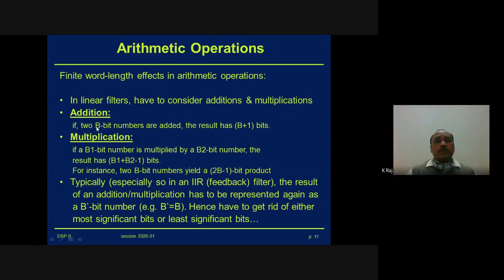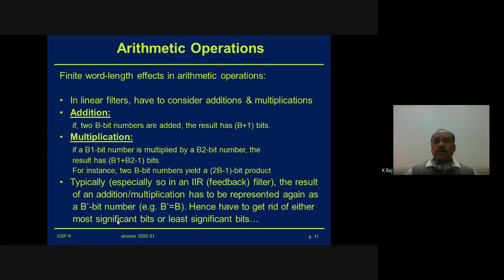What will happen in the addition? If two b bit numbers are added, then the result will become b plus 1 bits. Similarly, if b1 bit number is multiplied by b2 bit number, then the result will become b1 plus b2 minus 1 bits. For example, two b bit numbers yield a 2b minus 1 bit product. Typically, especially in the case of IIR, where feedback takes place, the result of an addition or multiplication has to be represented again as b bits because the feedback takes place.